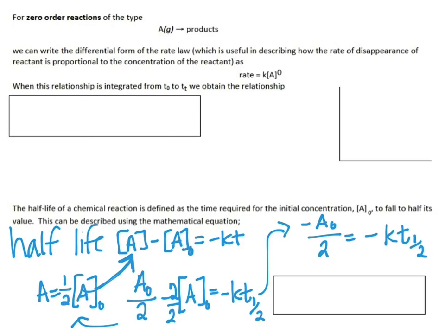What we're going to do right now is solve for t. Well, not t, because that's just a subscript. That's t subscript 1/2. So now let's clean it up further. The half-life of a zero-order reaction is my original concentration over 2 times the rate constant.